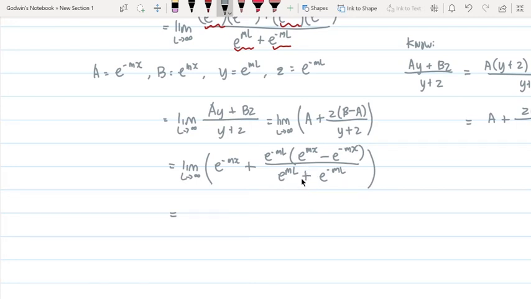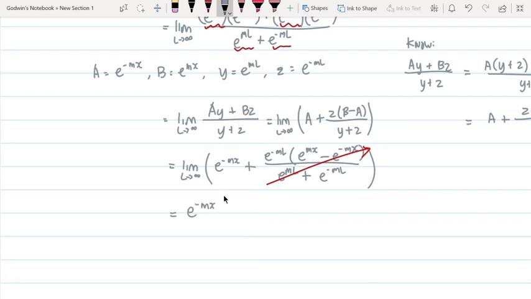So I hope it doesn't become 0, but I don't think it will because if we put a positive L here, this becomes e to the infinity, which is infinity, plus e to the negative infinity, which is 0. So this becomes 0 over infinity, which is a big cancel. And then finally, since there's no L here, the limit of a constant is just e to the negative mx.